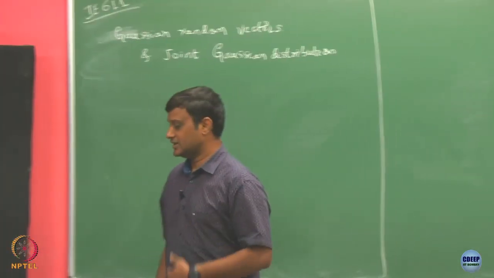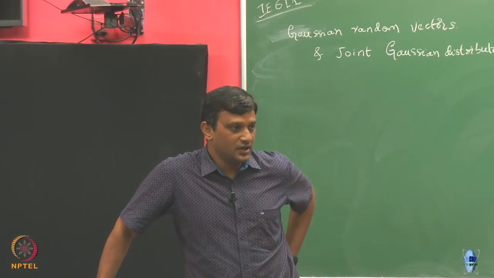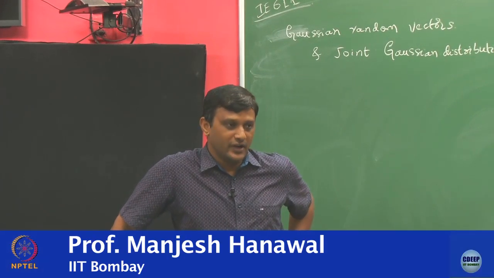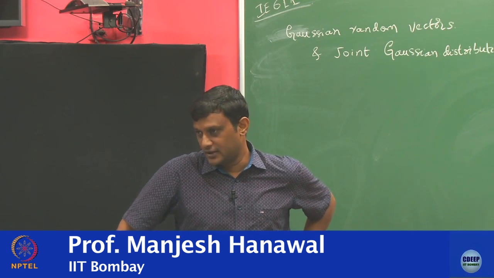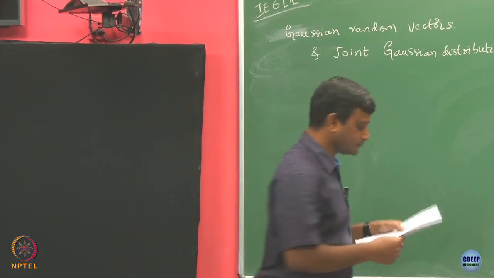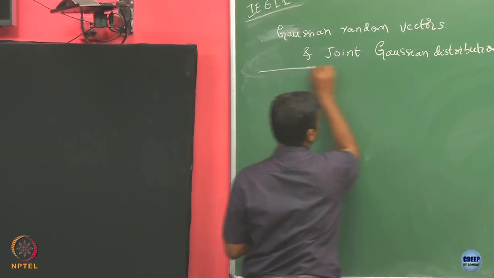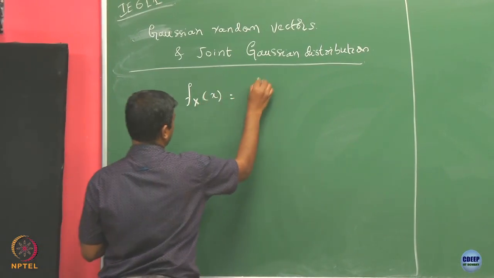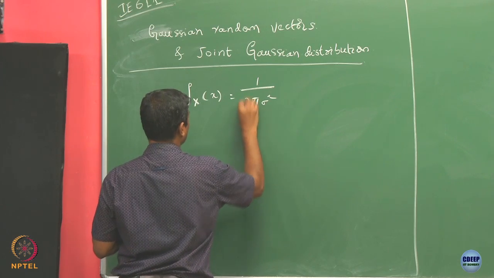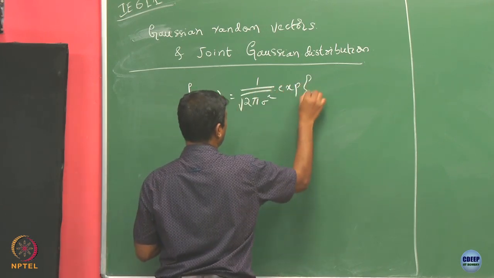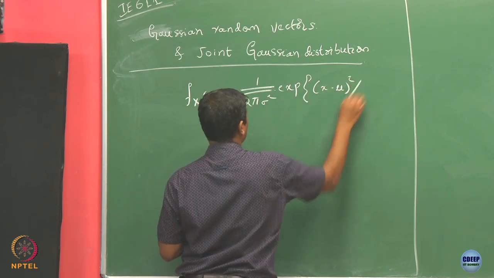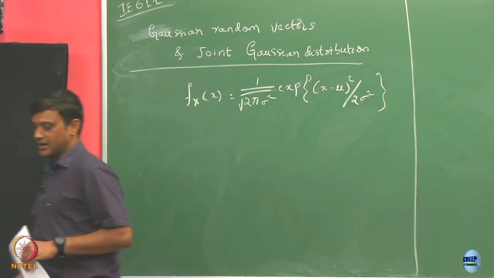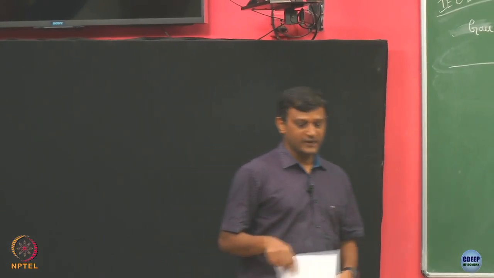So we already know what is a Gaussian distribution and what is a Gaussian random variable. And now we want to say when we have a random vector, when we are going to call it a Gaussian random vector, what are the properties it needs to satisfy. So for a single random variable, the PDF is given by this, which means I have a Gaussian random variable x that has mean mu and variance sigma square.